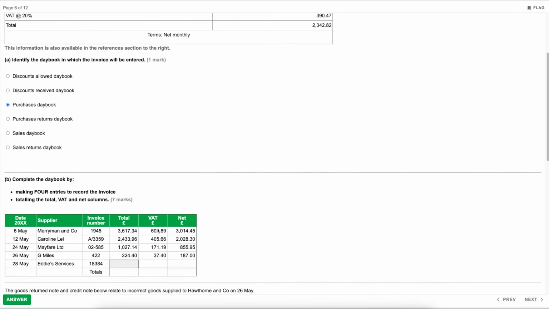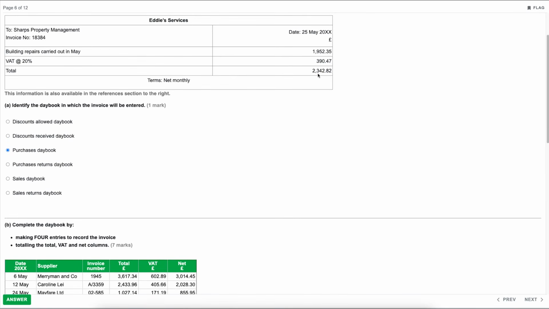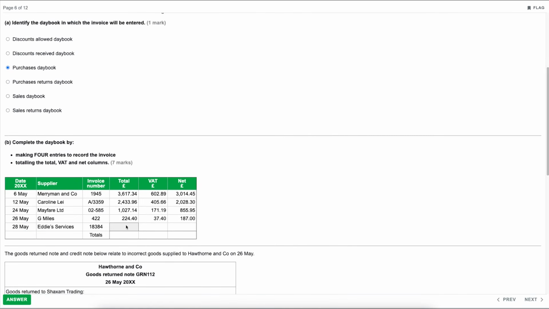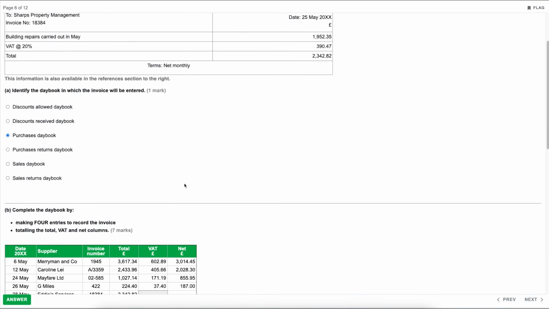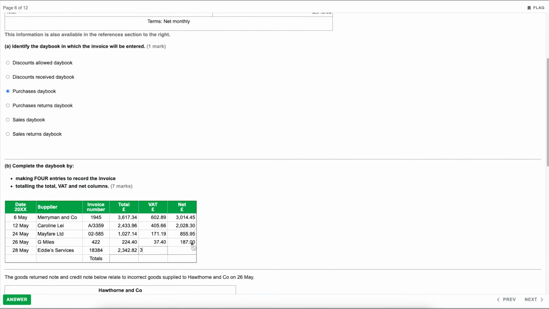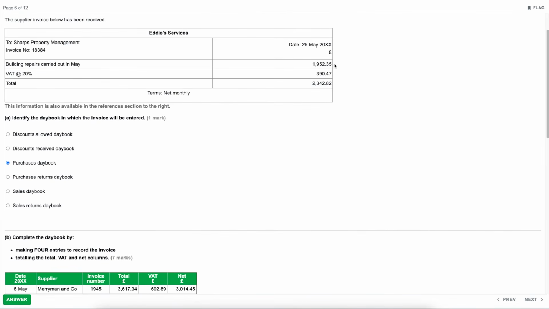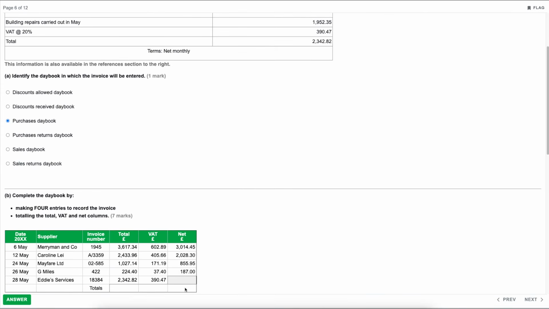Next we had the total. So the total of this invoice was £2,342.82. So again, let's enter that in. The VAT, again, we can get from the invoice. So it was £390.47. Enter that in. And then the net amount, again, from the invoice, £1,952.35.